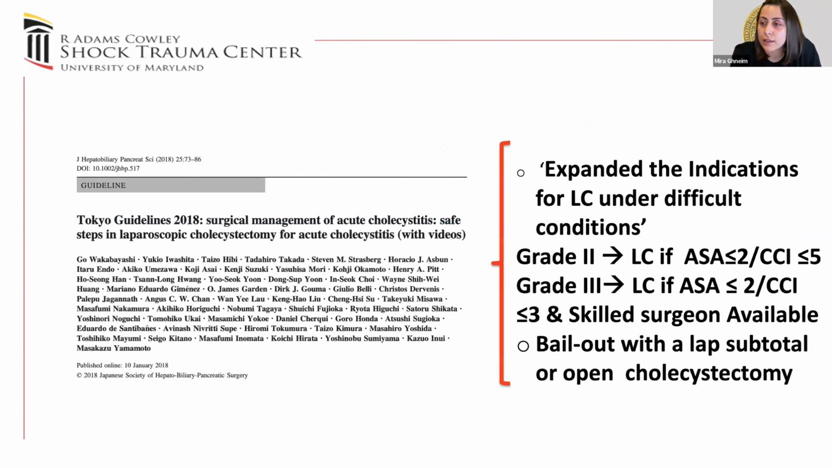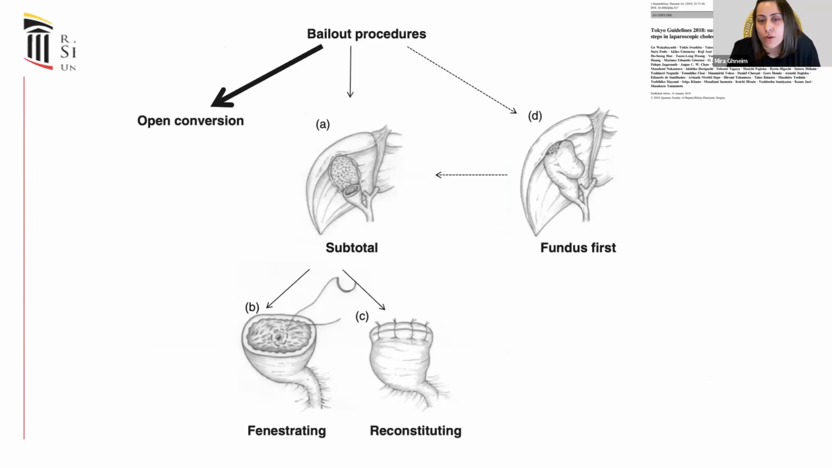The Tokyo guidelines themselves expanded on what they had suggested in 2013, and they added a caveat for the grade 2 and grade 3 gallbladders, saying that it depends on how sick a patient is. So they included the APACHE score and the Charlson comorbidity index, but it was also contingent on the presence of a skilled surgeon, whatever that means, and then introduced a bailout option in the form of a lap subtotal, or even just converting to open.